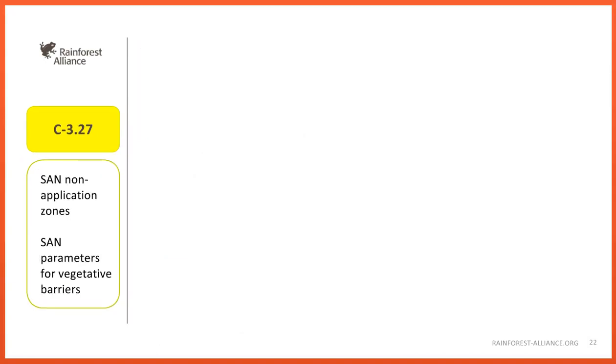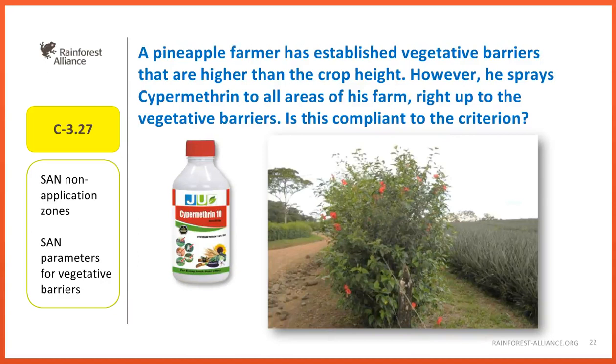Last quiz. A pineapple farmer has established vegetative barriers that are higher than the crop height. However, he sprays cypermethrin to all areas of his farm, right up to the vegetative barriers. Is this compliant to the criterion? The answer is yes. Cypermethrin is on the SAN list of pesticides for use with risk mitigation.